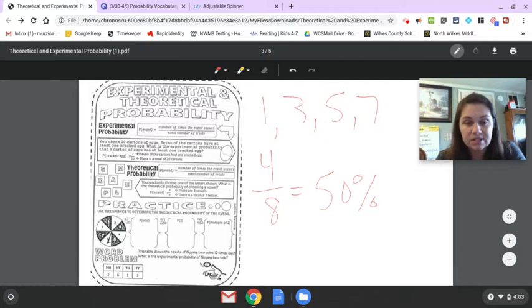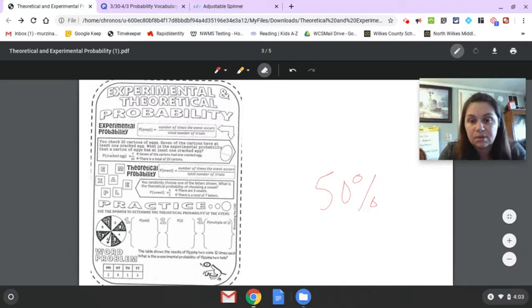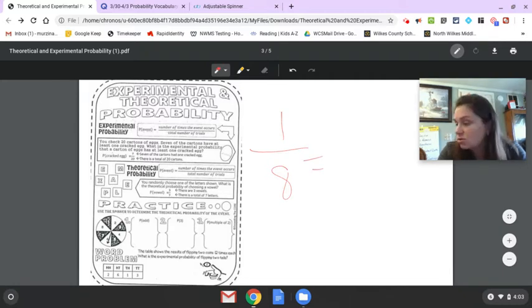The second one says, what is the probability that you will spin a 3? Well, when you look at the spinner, you'll see that there's only one 3 on the whole spinner. So there's a 1 out of 8 chance that you will spin a 3, which can be stated as about 13%. It's actually 12.5, but we can round it up to about 13%, because we're spinning a 3.